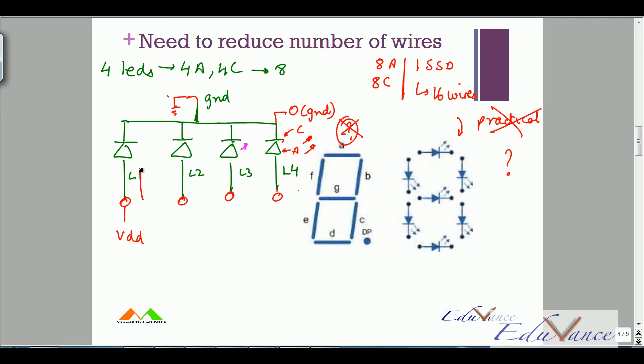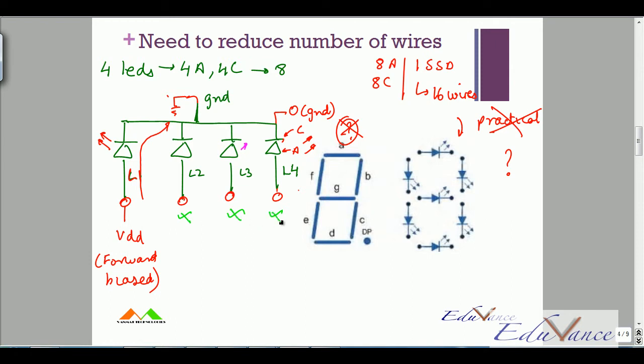Then there is a path that exists for LED 1. We know that my LED 1 would be forward biased, and hence LED 1 would glow. Does that mean my other 3 LEDs will glow? The answer is no.